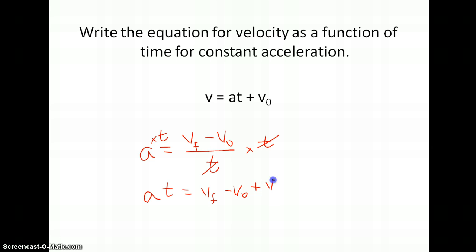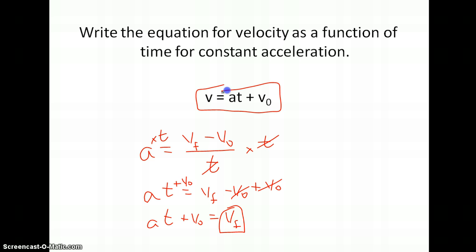Now let's get rid of the initial velocity. It comes over here. Okay, so that leaves us with the acceleration multiplied by time plus the initial velocity is equal to the final velocity. But a lot of times we don't write it with the single variable on the right side. We write it with the single variable over here on the left side, and we get this equation up here on top. It looks a lot like slope too. And velocity is the slope, right? Yes, velocity would be the slope of a distance time graph.